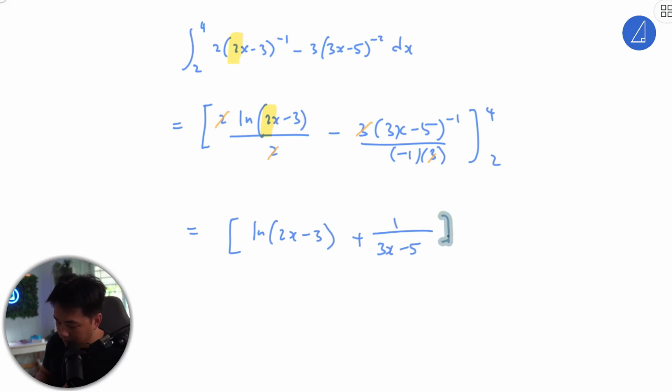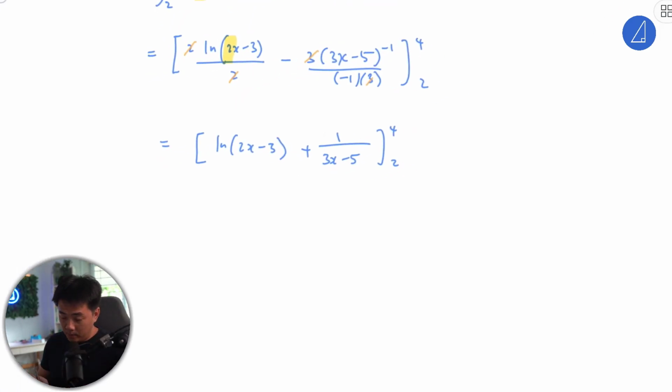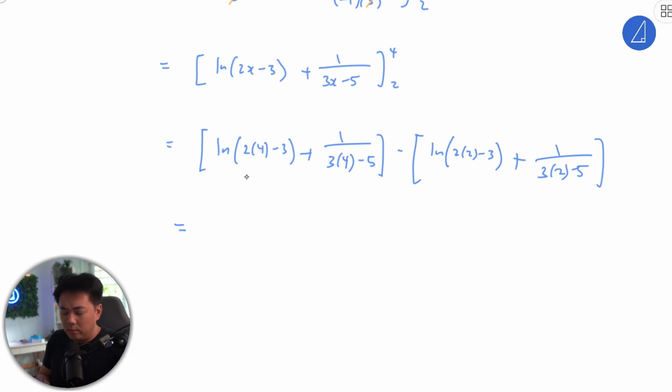Okay, there you go. And you're just going to substitute the value. You need the exact value, so leave it there. ln of 4 times 2 multiplied by 4 minus 3 plus 3 times 4 minus 5, minus the same expression when you substitute x as 2: 2 times 2 minus 3 plus 3 times 2 minus 5. Okay, this will be ln 8 minus 3 ln 5.